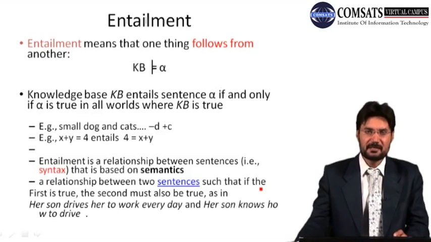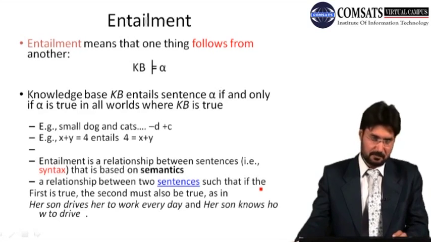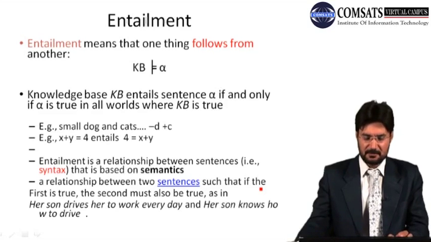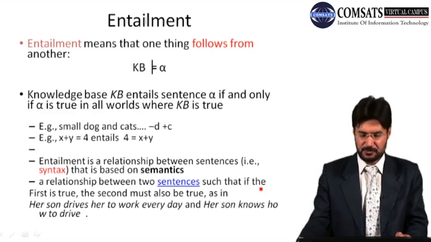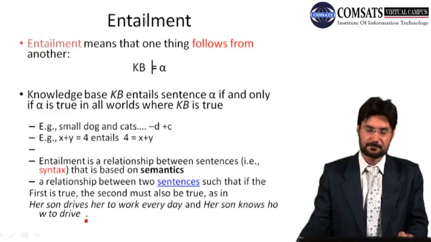So we understand the relationship between two semantics based on some understanding, we will say that this is entailment. A relationship between two sentences such that if the first is true, the second must also be true. As an example, her son drives her to work every day. Her son knows how to drive.